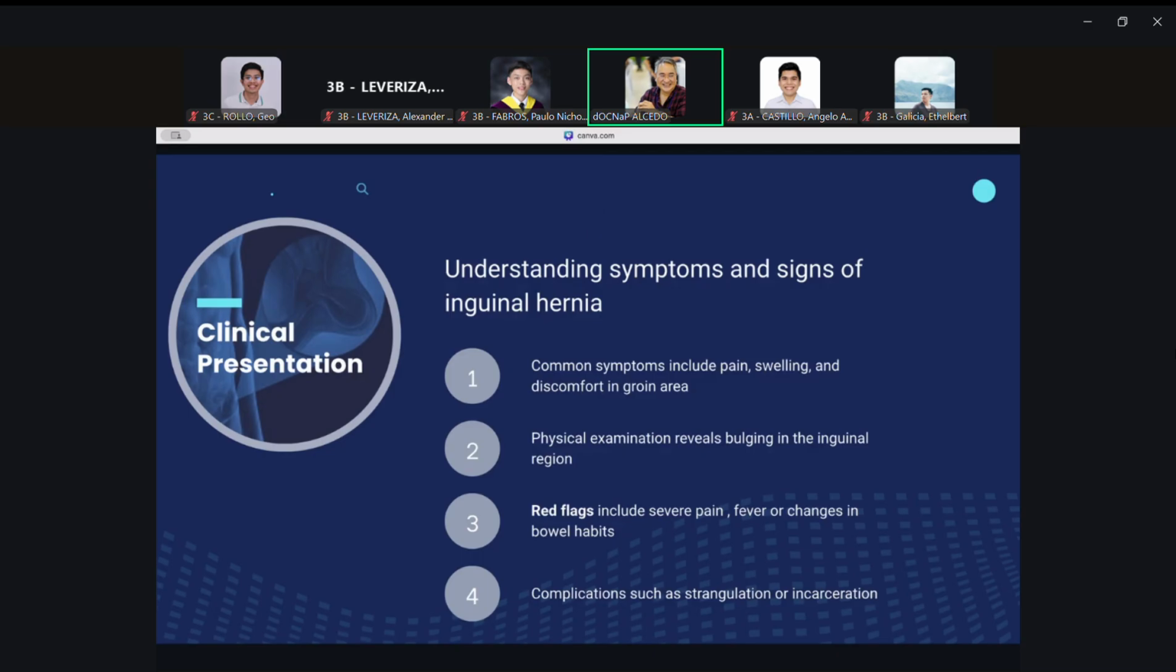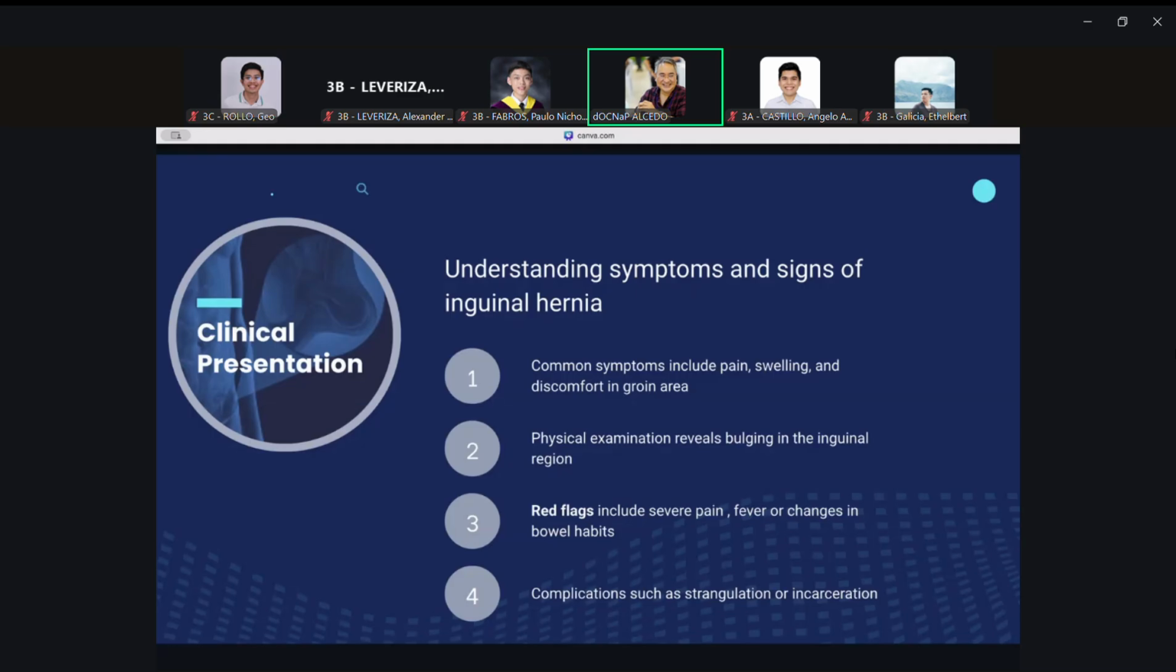So inguinal hernias, like your indirect and direct hernias, usually present with pain, swelling, and discomfort in the groin area. And upon physical examination, it should reveal a bulge in the inguinal area.